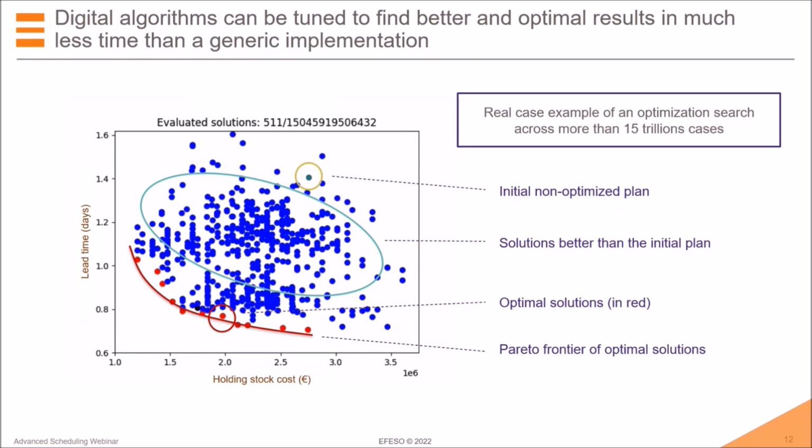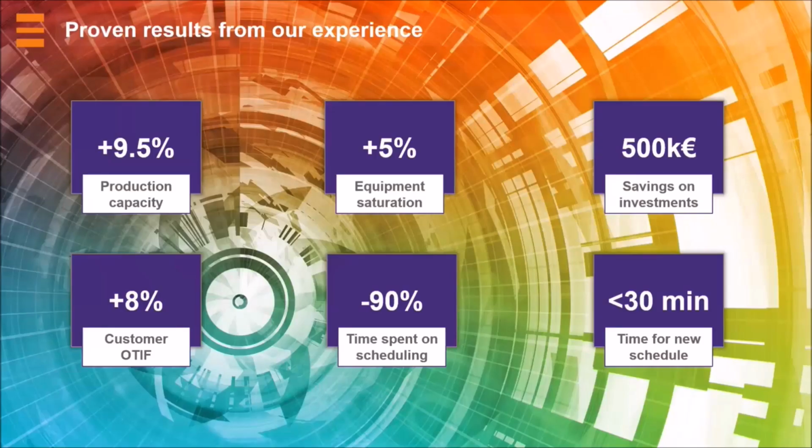And here you have two different KPIs that we want to improve, lead time and holding stock cost. And you see there's a trade-off possible along the red line. So that's the Pareto of possible solutions that the algorithm suggests. Now, what does this mean in real life? So we've looked at a few results where we have successfully implemented advanced scheduling at our clients.